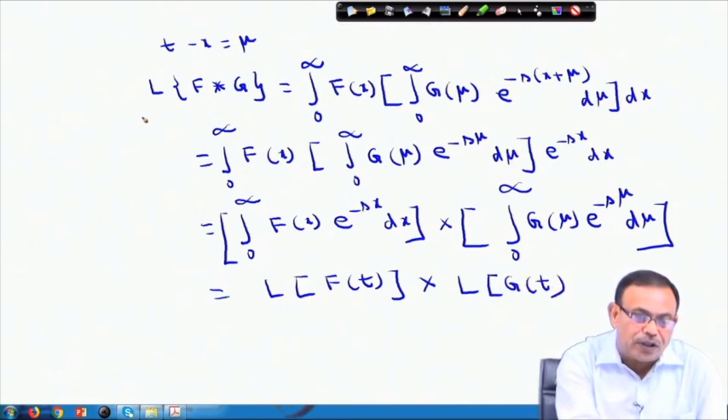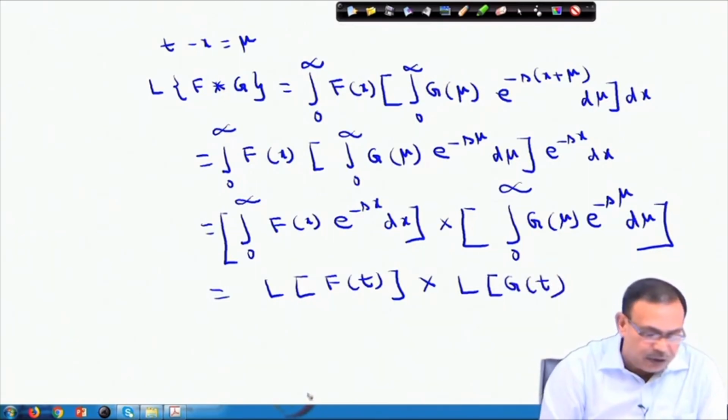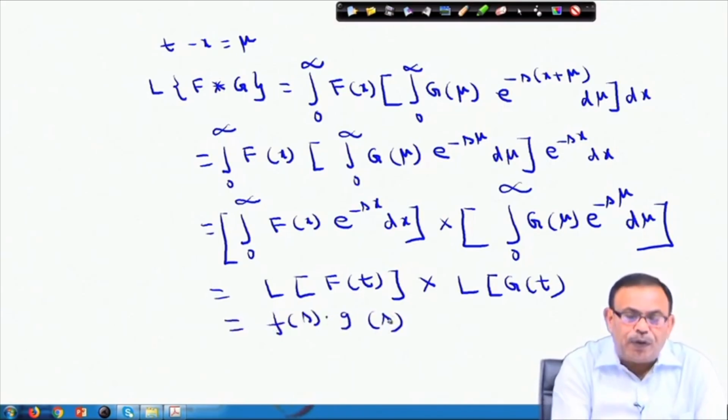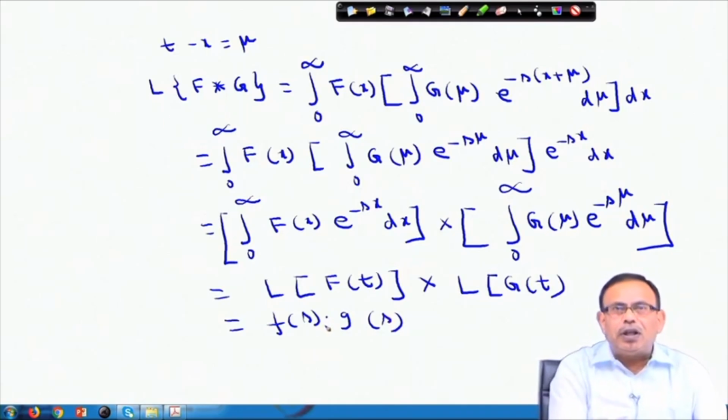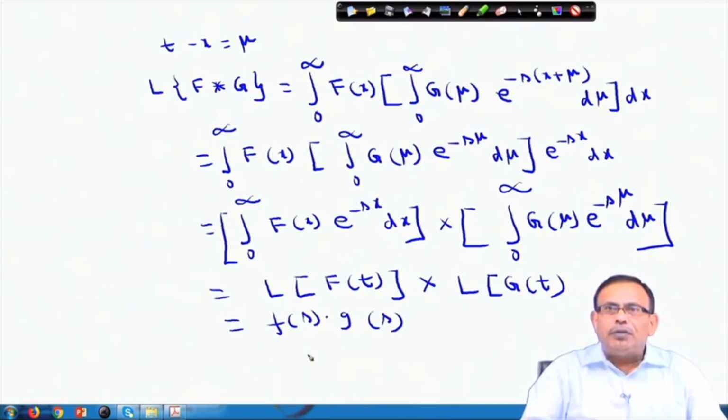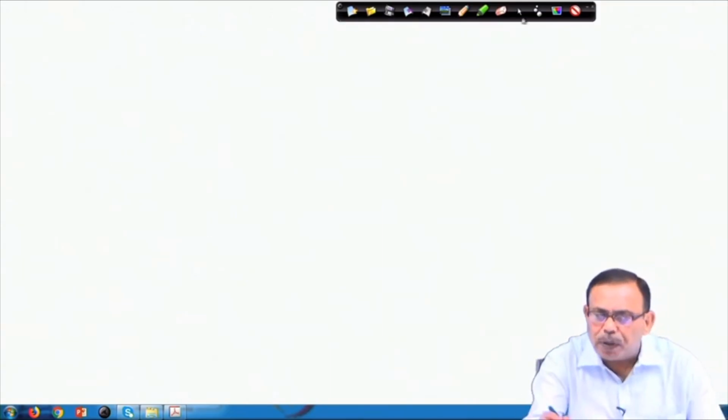So we started with the Laplace transform of the convolution of two functions, and this equals F(s) into G(s). Therefore, the Laplace transform of the convolution of two functions equals the multiplication of the Laplace transforms of both the functions. I hope the theorem is very clear to you: if I take the convolution of two functions and then take the Laplace transform, it equals the product of the Laplace transforms of both functions.